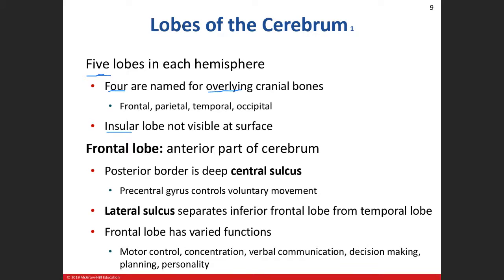So let's start off with the frontal lobe. The frontal lobe is going to be obviously in the front. Its posterior border, the anatomical structure that separates it from the parietal lobe, is our central sulcus. Just anterior or in front of the central sulcus, I'll show you right here.